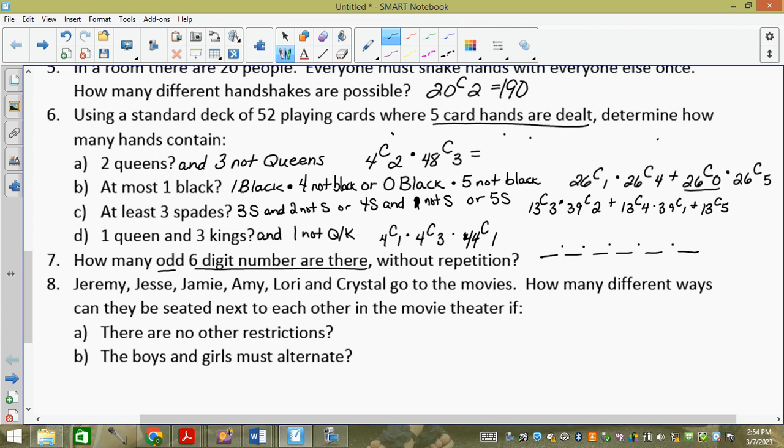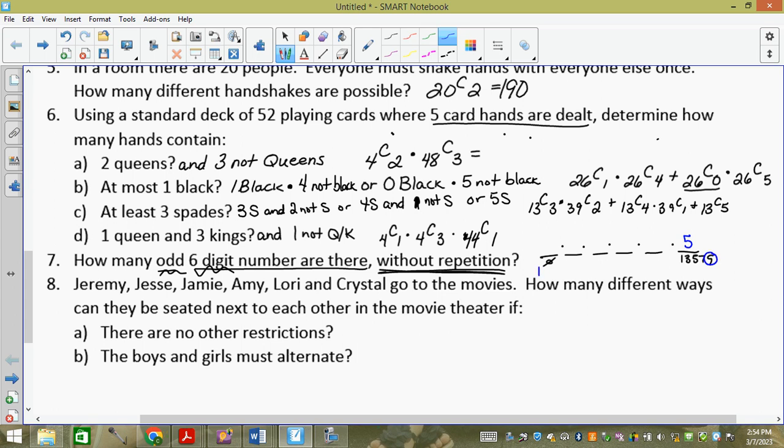And so if it's 6-digit, this can't be a 0. And it's odd. So this has to be 1, 3, 5, 7, 9. Without repetition means boxing and holding, correct? So I'm going to have 5 options. Pretend I box and hold the 9.